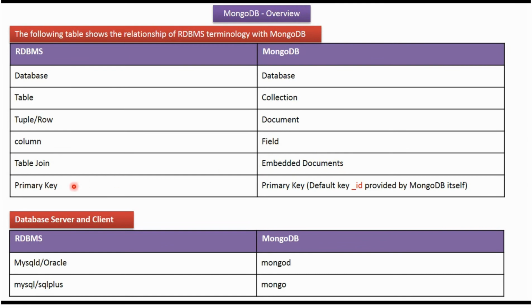And in RDBMS, primary key. In MongoDB also, it is primary key. The default _id will be provided by MongoDB itself.